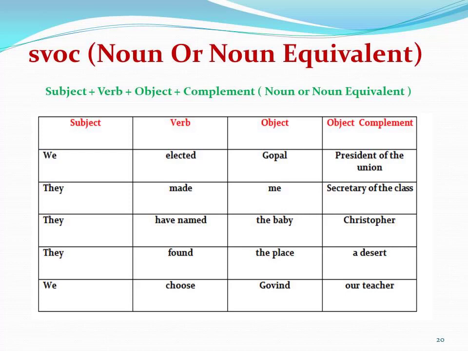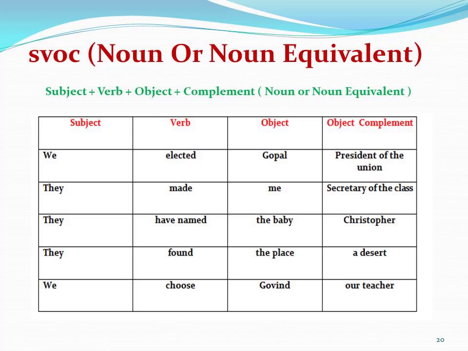Let us see more examples for the SVOC pattern. See the tabular column. The first column refers to the subject, the second column refers to the verb, the third column refers to the object, and the fourth column refers to the object complement.